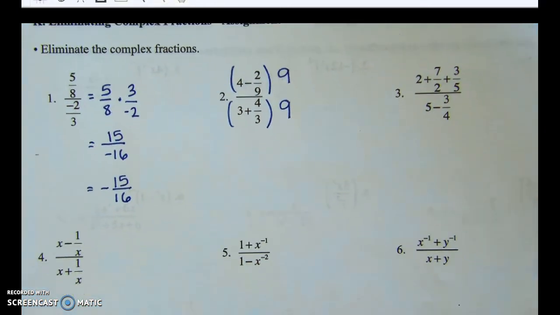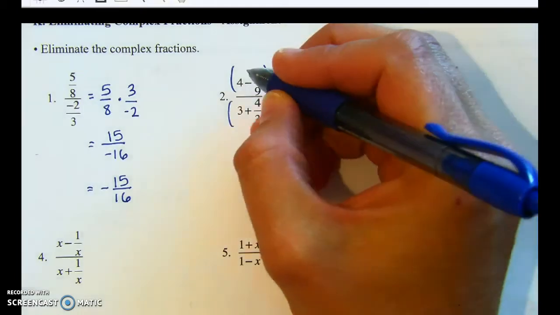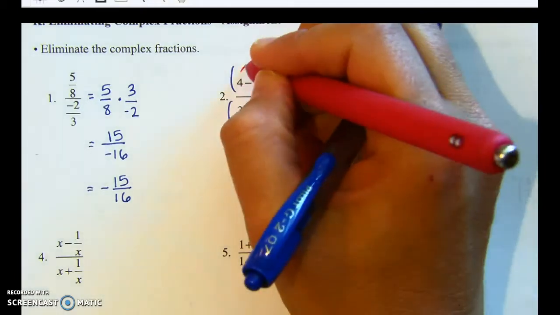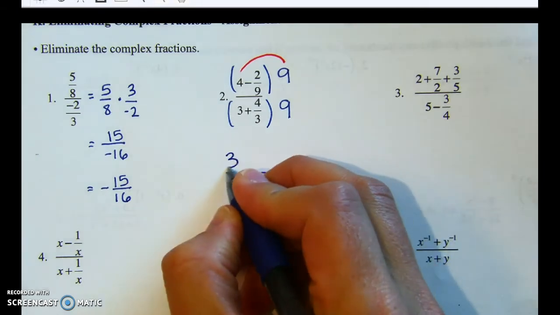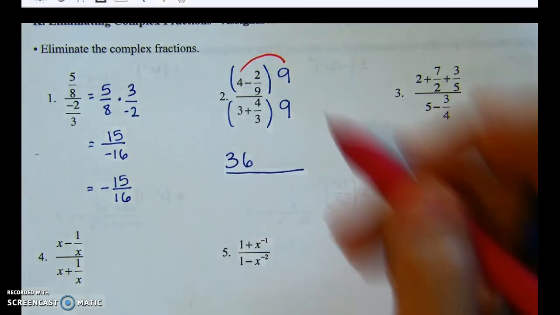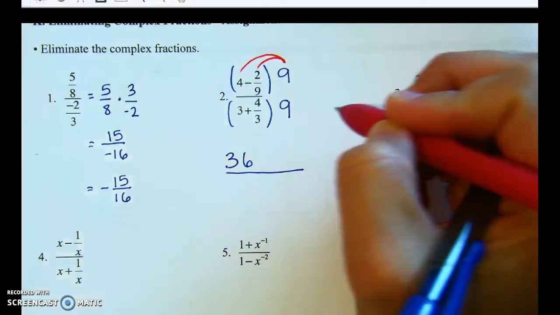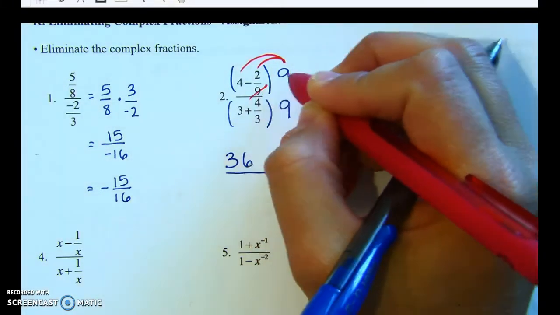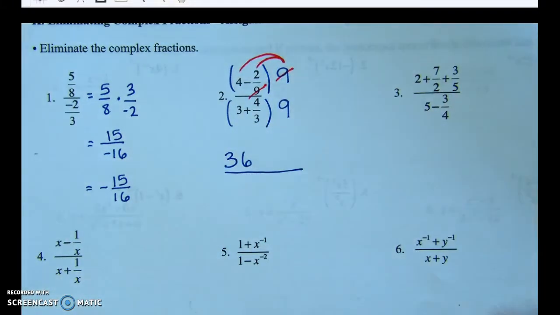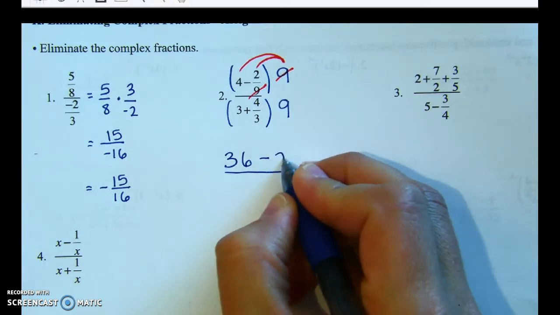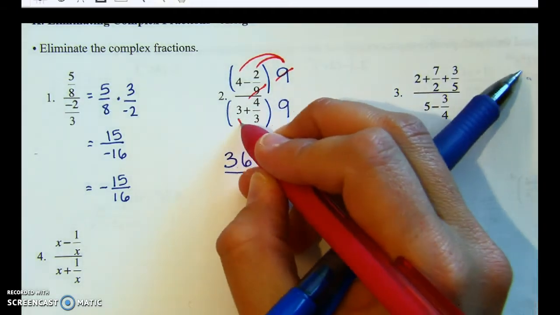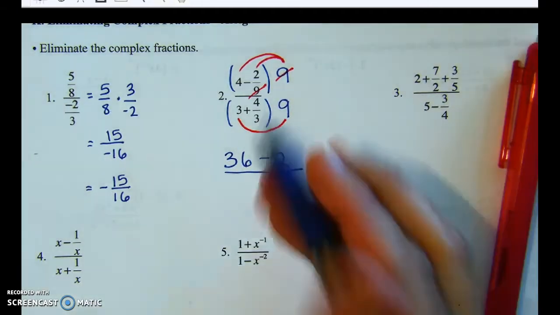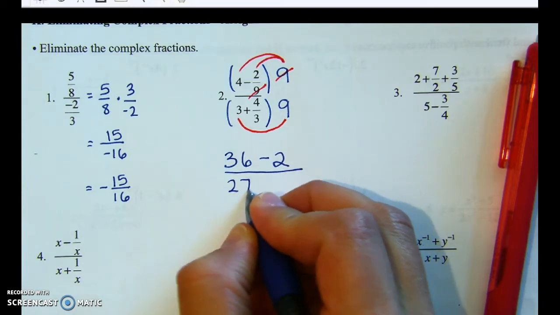Okay, let's distribute this 9. So what is 4 times 9? So we have 36. -2/9 times 9. What happens to the 9s? They cancel, they divide out. So we have 36 minus 2. Beautiful, right? Now let's look in the denominator. 3 times 9. What's 3 times 9? 27.